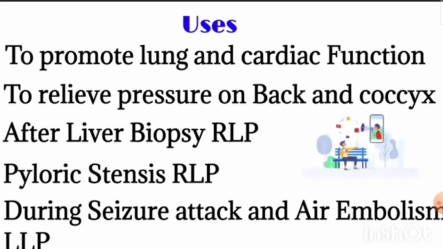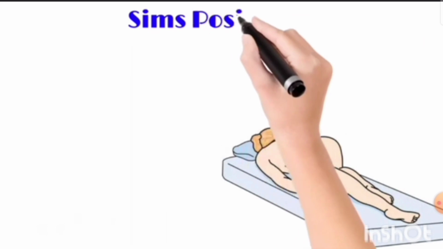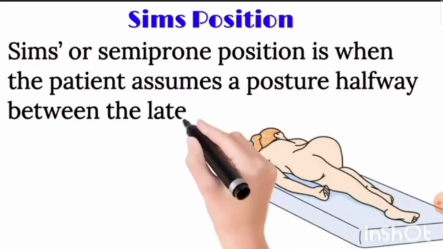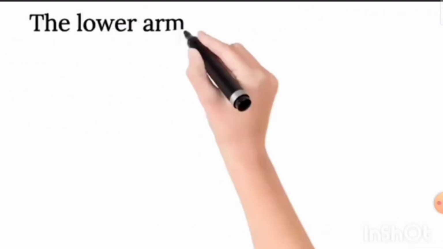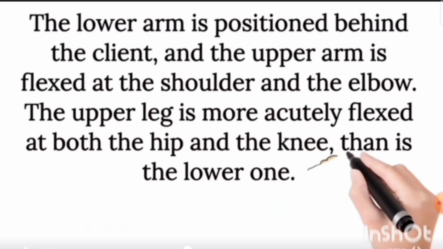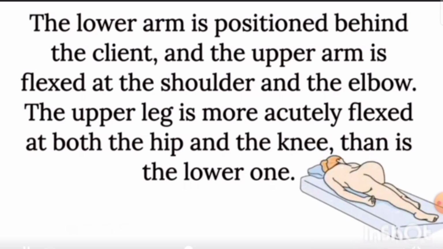After that is the Sims position. Sims or semi-prone position is when the patient has a posture halfway between the lateral and the prone position. The lower arm is positioned behind the client, and the upper arm is flexed at the shoulder and the elbow. The upper leg is more sharply flexed at both the hip and the knee, then the lower one. This picture describes that.